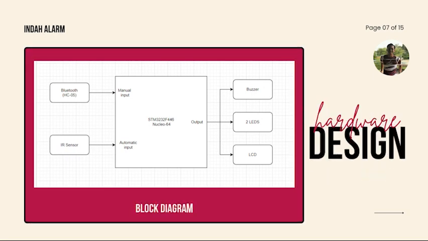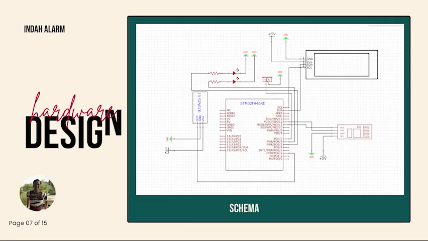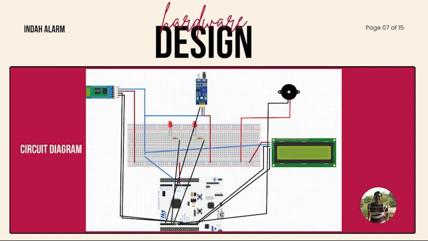This is the block diagram of the prototype. As we can see, Bluetooth, or we call it HC05, is connected to the manual input at the STM. The IR sensor is connected to the automatic input at the STM, and the outputs are the buzzer, 2 LEDs, and LCD. So this is the schematic diagram for the project. This is the circuit diagram for the project.